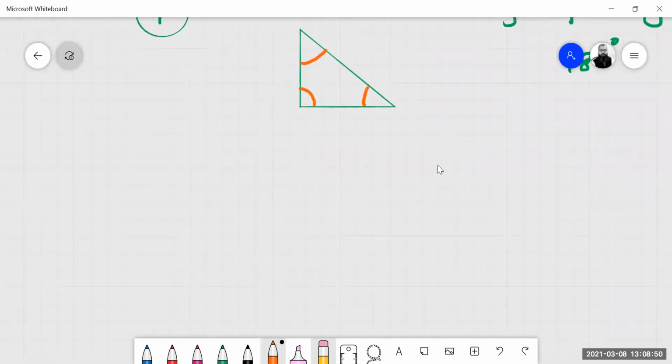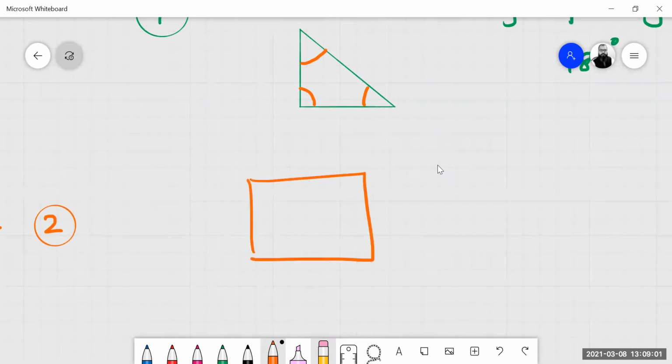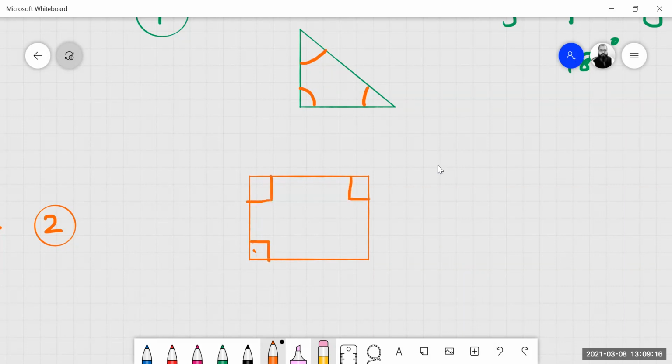Okay, now question number 2. What is the sum of interior angles of a quadrilateral? Quadrilateral means 4 sides. The sum of interior angles of a quadrilateral is 360, because this is 90, 90, 90 and 90.